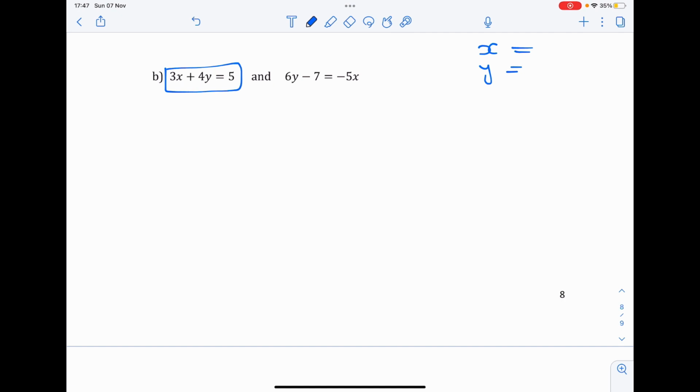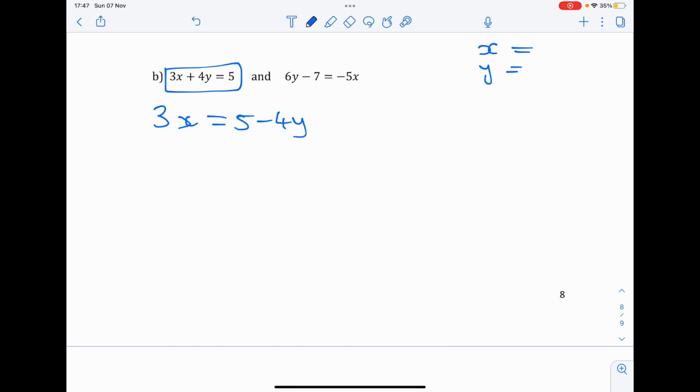So I'm looking at it, and both of them have coefficients. So the x has a coefficient, the y has a coefficient. So we're going to have to end up with fractions. So I'm going to solve for x. So 3x equals 5 minus 4y.